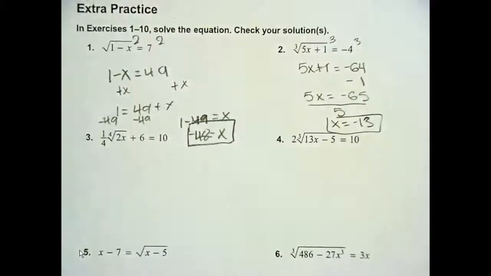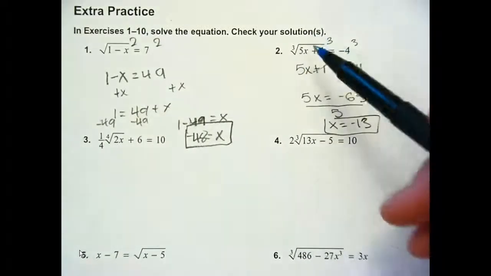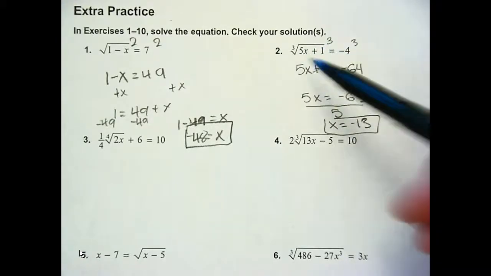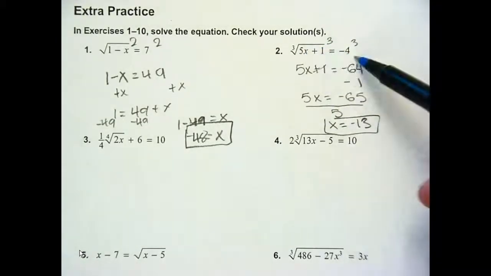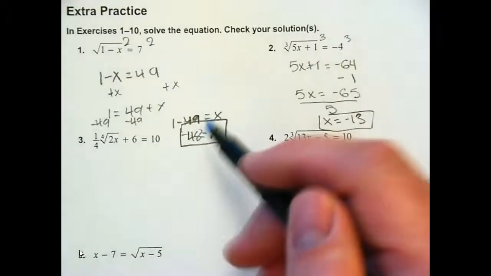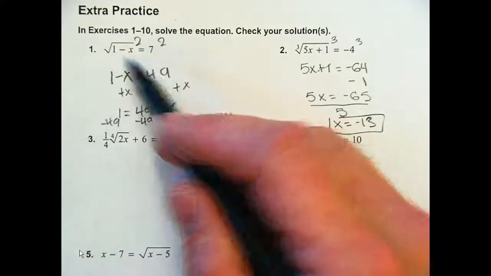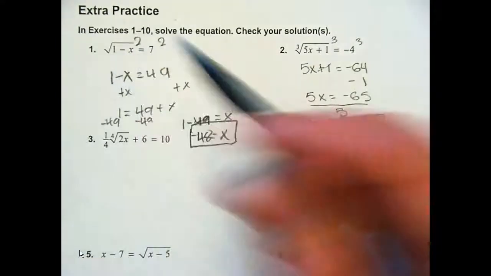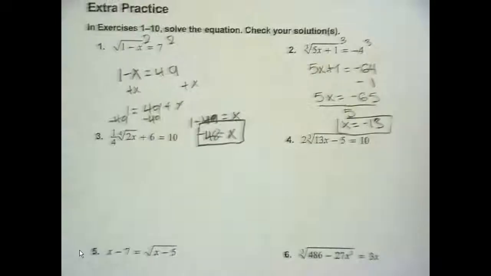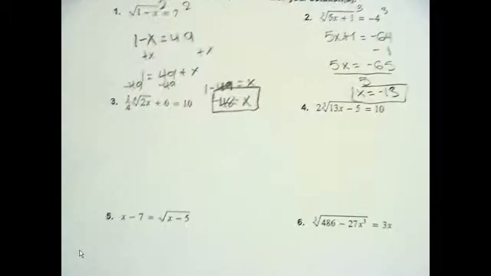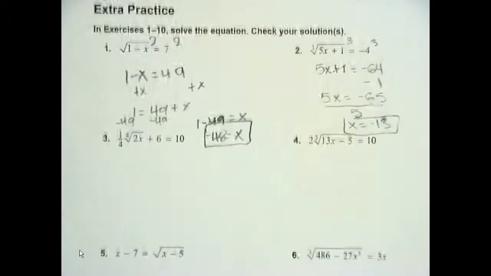X equals negative 13. Okay, how do you know if you get imposter answers or extraneous solutions? Yeah, you'd have to plug it back in. So if I did 5 times negative 13 to get negative 65, plus 1 is negative 64, and the cube root of a negative is negative 4. That works. I put negative 48 in: 1 minus negative 48 is 49. The root of that is 7. No imposters yet. Any questions on those two?